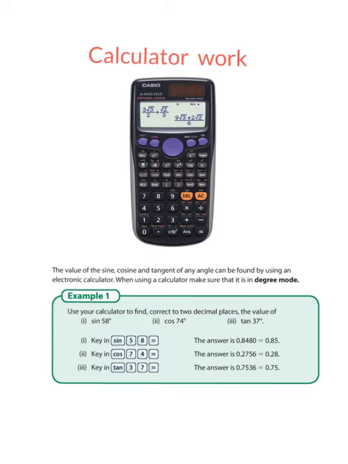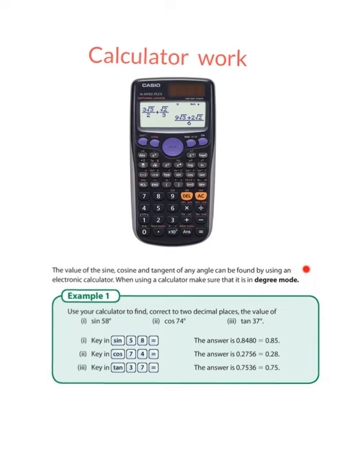Hi guys, so today we're dealing with calculator work and using calculators to find ratios and angles. Now generally our angles are measured in degrees, and we can find the value of sine, cos and tan of any angle by using our scientific calculator. So when using a calculator though, you must make sure that it is in degree mode.